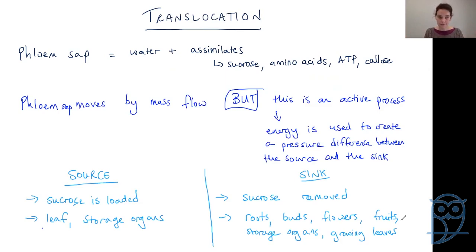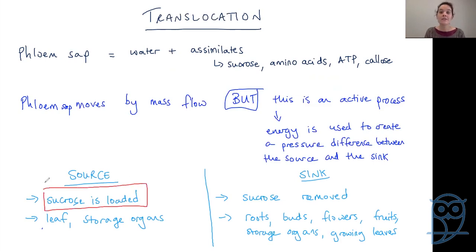Okay, so at the source, we're loading sucrose. At the sink, we're removing sucrose. And sucrose, remember, is a relatively large molecule. It can't just diffuse across the cell membrane. And the active process comes in actually in this loading.